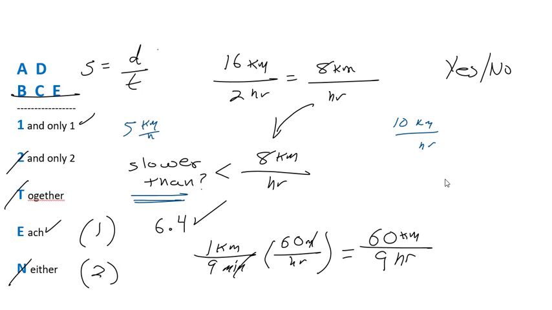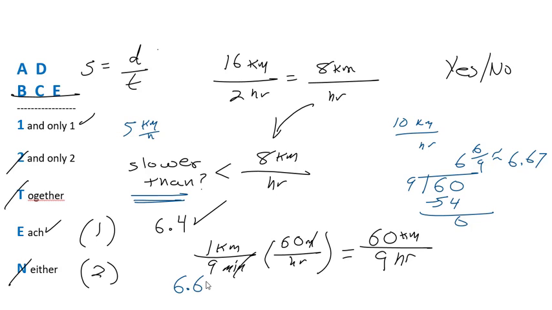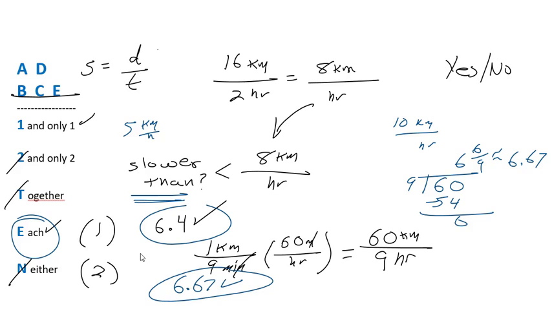We'll do some quick math. Why don't we do it up here? 60 divided by 9. 9 times 6 is 54. So we subtract 54. 6 with a remainder of 6. 6 and 6 ninths, which is the same as 6 and 2/3, which is the same as approximately 6.67 kilometers per hour. So 6.67 kilometers per hour, also slower than 8 kilometers per hour. Both speeds are slower than 8 kilometers per hour. Each statement gives us sufficient information to answer that question.